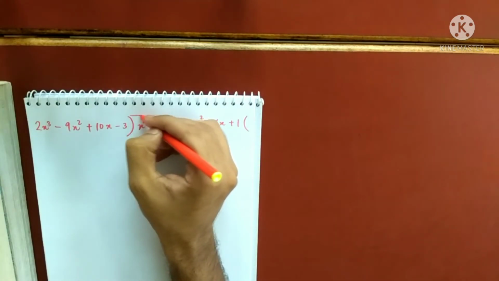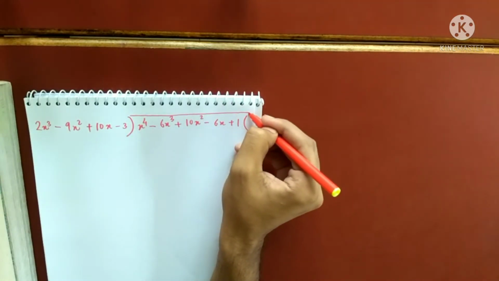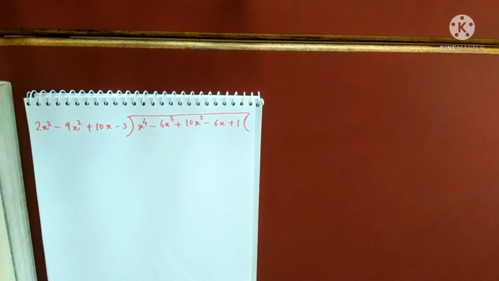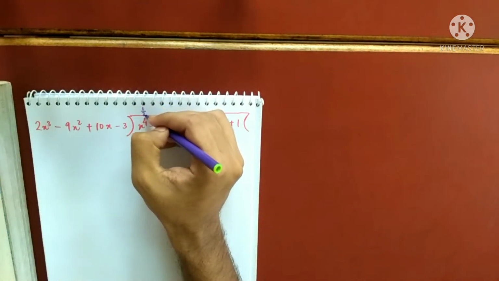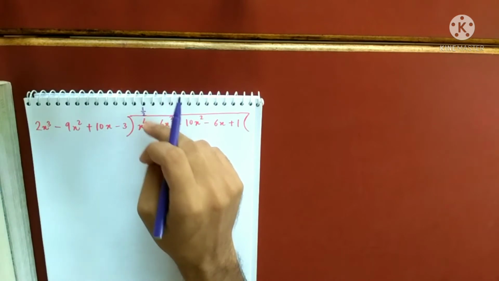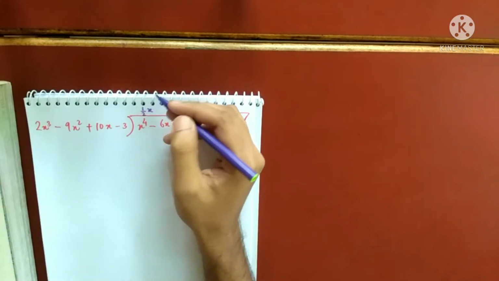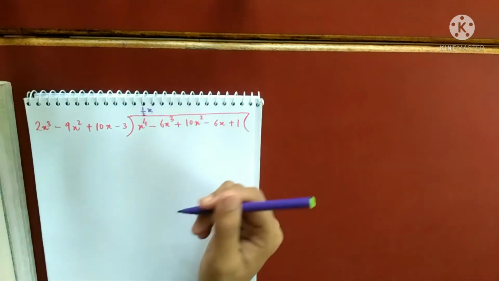So I have this. So I know what to do. So let's do it. So I have to take here half, because 2 into half is 1, and then x. So just multiply each of them by half.